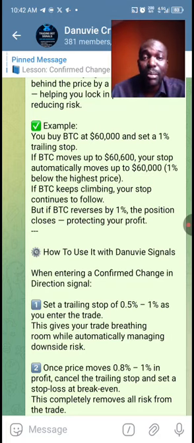But if BTC reverses by 1%, the position closes, protecting the profit. What that means is, if Bitcoin decides to come down after its initial progress, the trailing stop is not going to go down. It's just going to stay where it is. And if you are in profit, it's just going to take you out automatically and secure your profit for you.